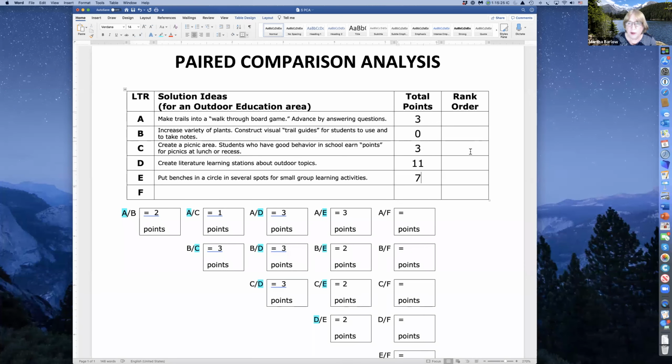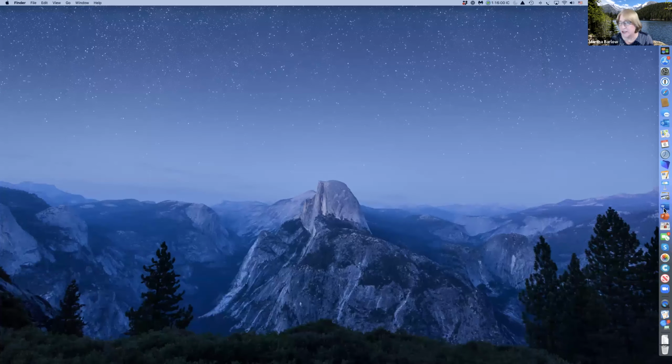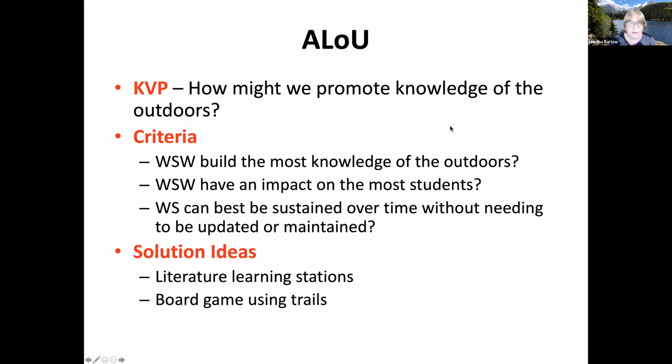So you look at the total points and then you put in the rank order. Based on this, our best option is creating learning stations out of outdoor topics. Our next one is to put benches in a circle, so small group learning activities, and that would make it flexible for teachers. These are kind of a tie, but I'll just put a 3 and a 4. And doing the visual trail guides is last. People must not think that's very interesting. So that's how you put together PCA. And once again, it would usually be a group discussion, reaching consensus instead of a voting situation. But thank you all for participating with that.